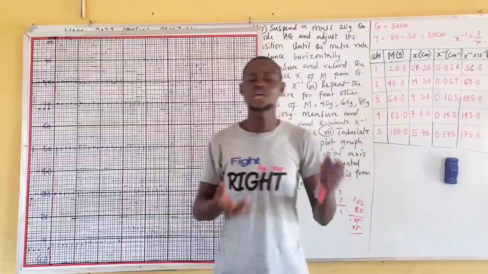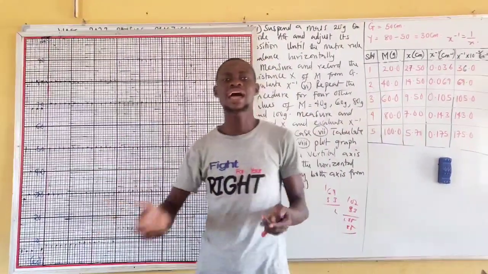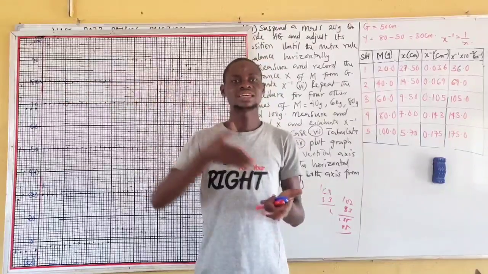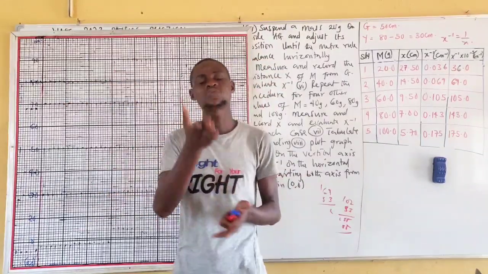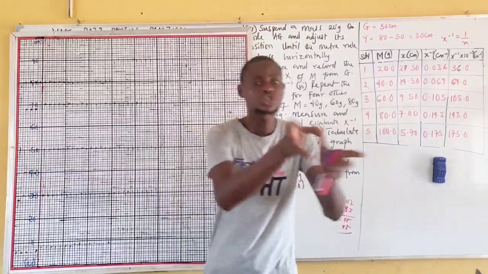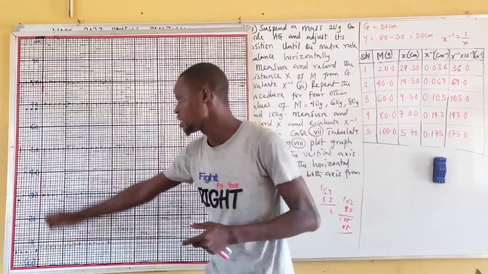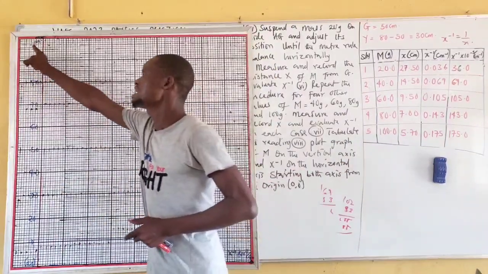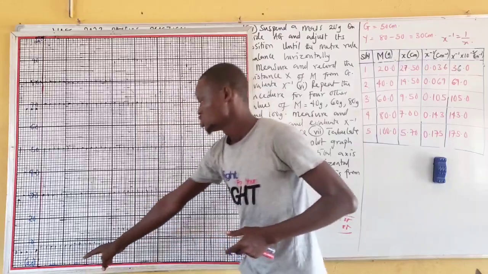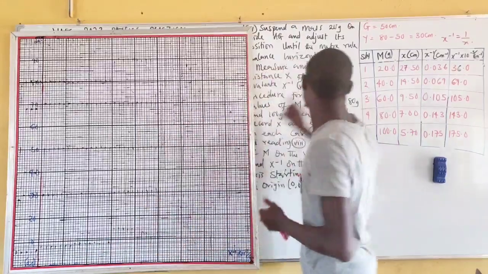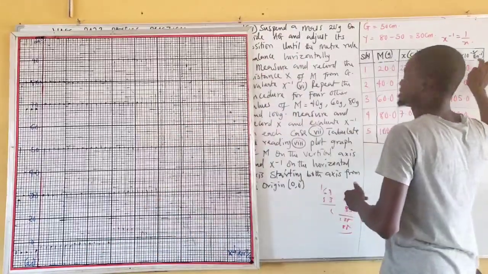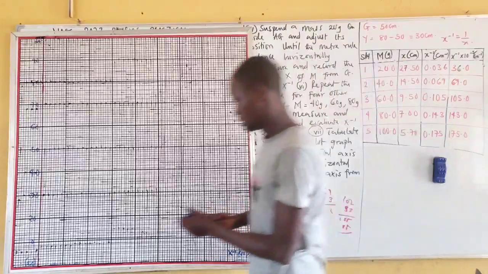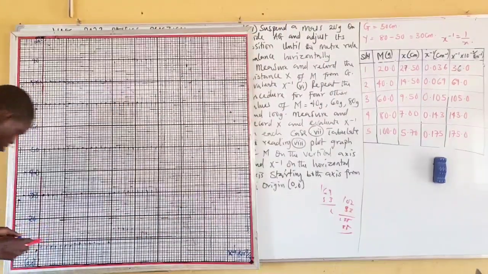So in mathematics, you can make use of 2 centimeter to represent 2 units, 3 centimeter to represent 3 units. What is the function of that unit? Substitute your unit there. So what is my scale here? 2 centimeter represents 10 gram, while here, 2 centimeter represents 20 centimeter inverse. Now, let's put our values here.